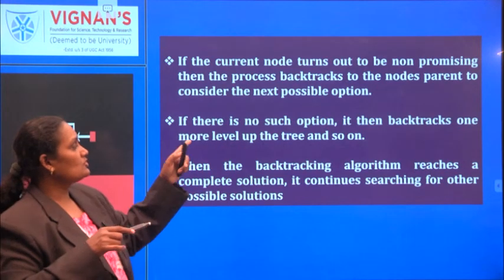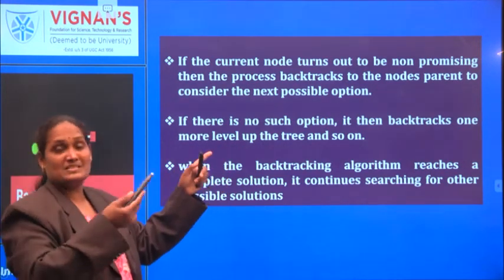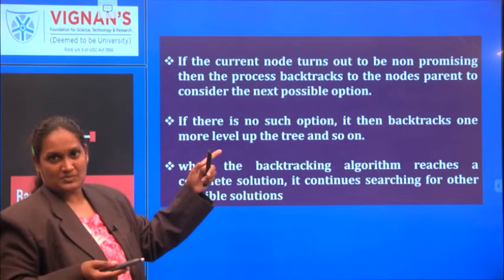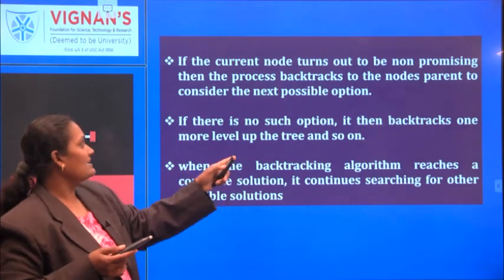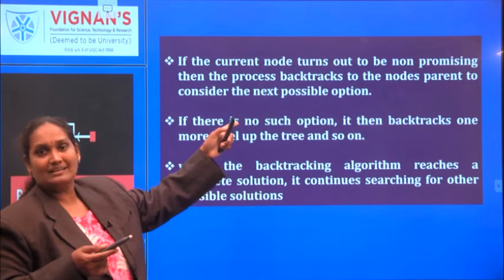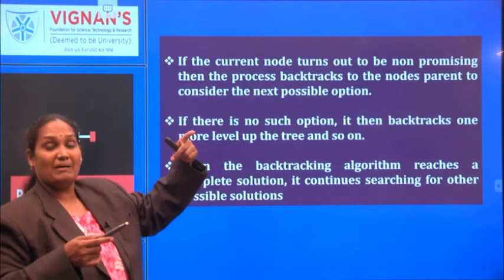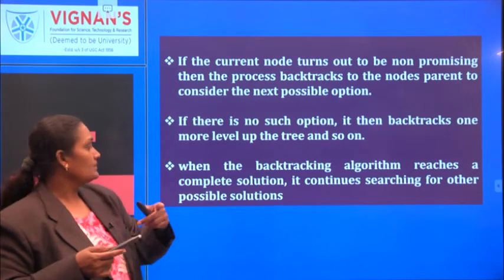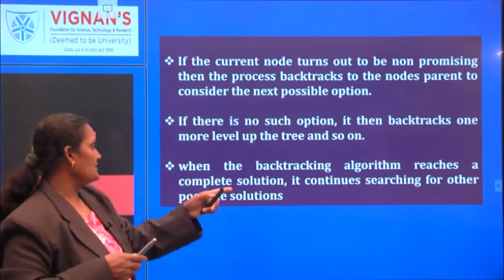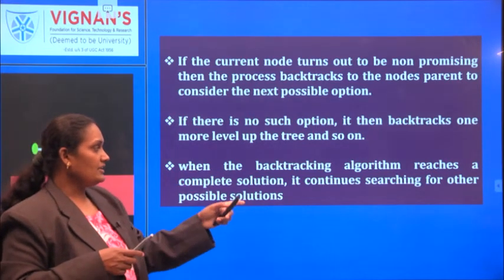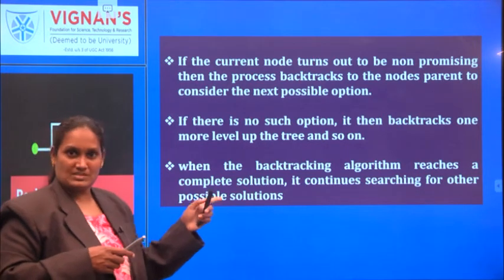Okay, if there is no such option, from its parent also, there is no such option. It then backtracks one more level up the tree and so on. We can backtrack till the root node. Now, when the backtracking algorithm reaches a complete solution, it continues searching for other possible solutions.